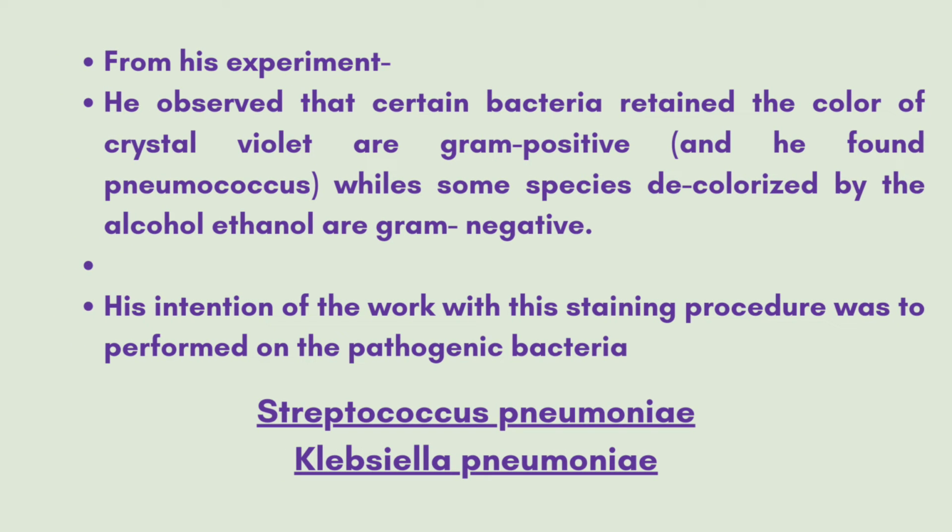In his experiment, he observed that certain bacteria retained the color of crystal violet, or gram positive, and he found pneumococcus, while some species were decolorized by the ethanol, or gram negative. His intention with this staining procedure was to perform it on the pathogenic bacteria Streptococcus pneumoniae and Klebsiella pneumoniae.